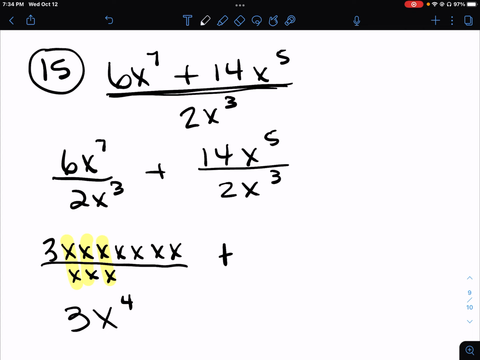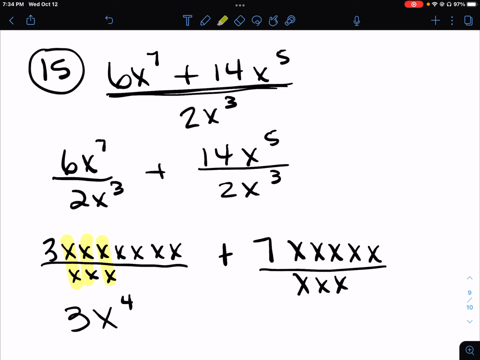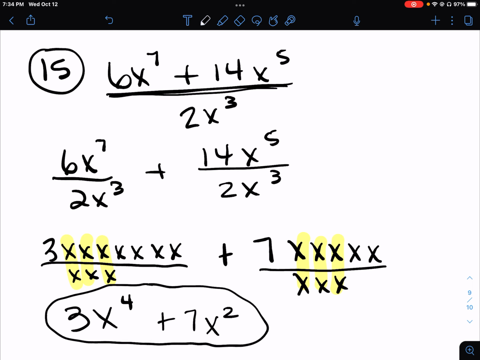For the second one, 14 divided by 2 is 7. There's 5. There's the 3 for the bottom. The 3 on bottom cancel, and there's 2 left. So that is 7x squared. And that's the end of our review.